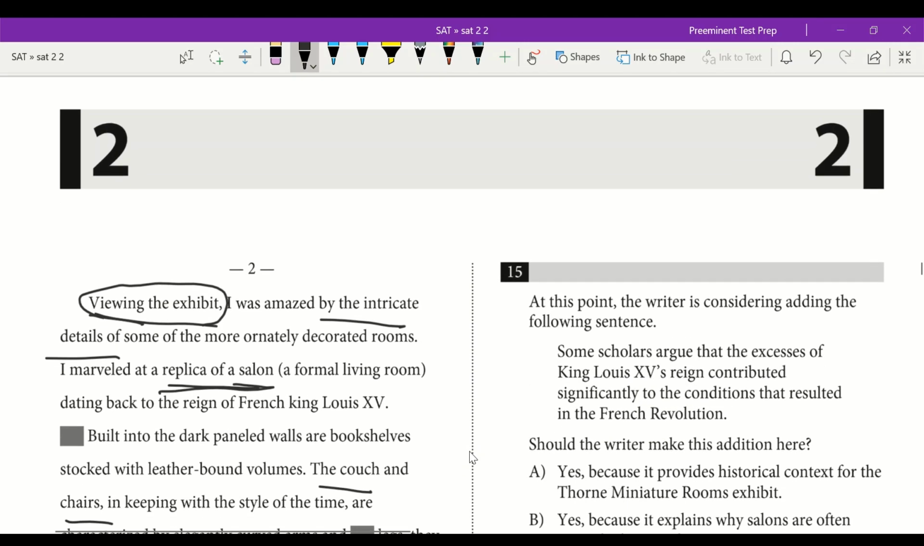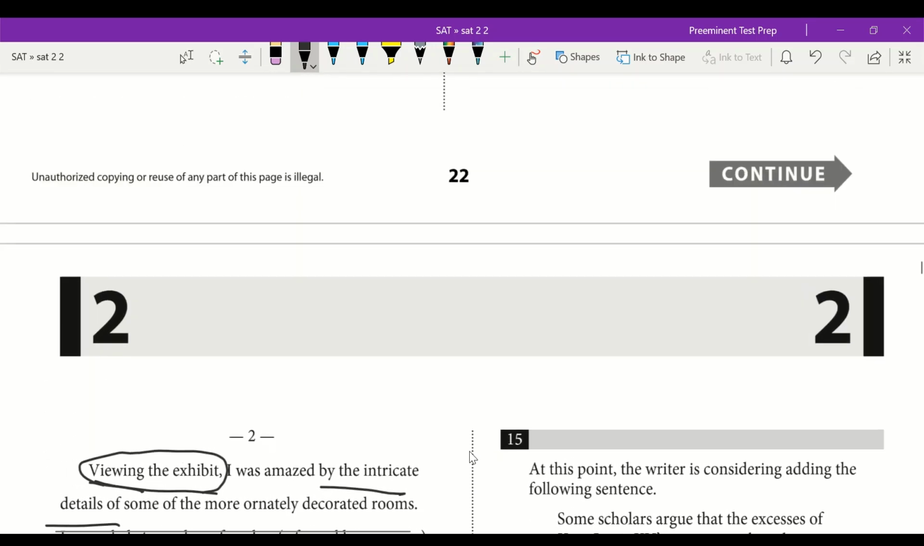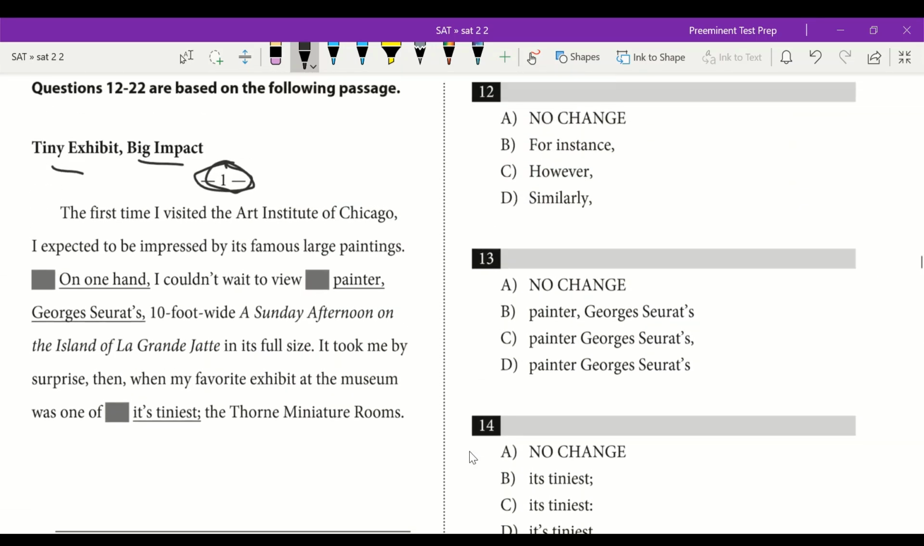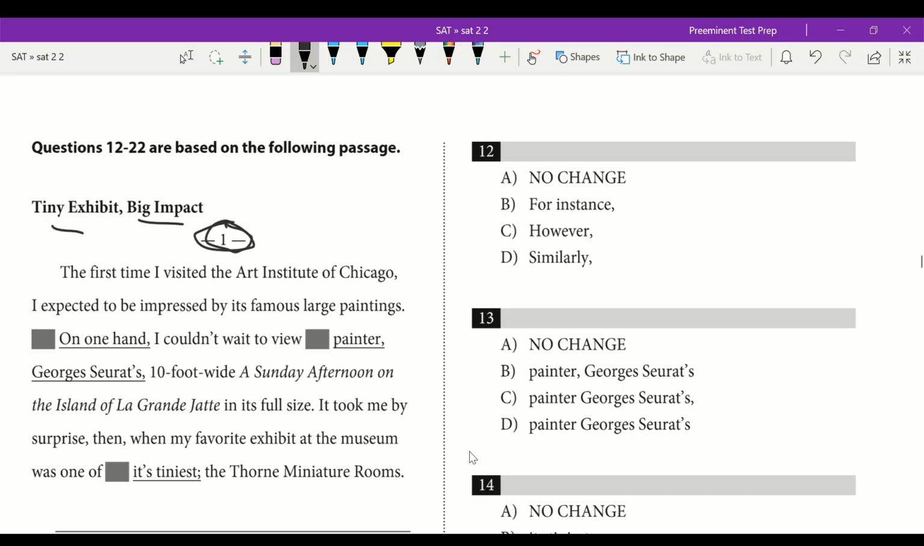And I just did a quick read there. You just want to read it quick just to get the gist of it so you can know where to place it as you read through. And then you go back and start at the beginning. All right, "The first time I visited the Art Institute of Chicago, I expected to be impressed by its famous large paintings. On one hand, I couldn't wait to view painter George Seurat's 10-foot wide A Sunday Afternoon on the Island of La Grande Jatte in its full size."